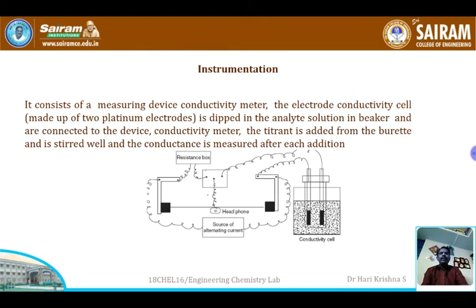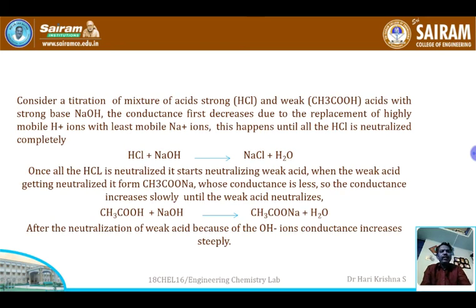So here you have a conductivity meter, as you've seen here. We're going to dip the conductivity cell. We're going to connect it to the conductivity meter. So we're going to add NaOH in the increments of 0.5 ml. After every addition of 0.5 ml of NaOH, we're going to measure the conductance.